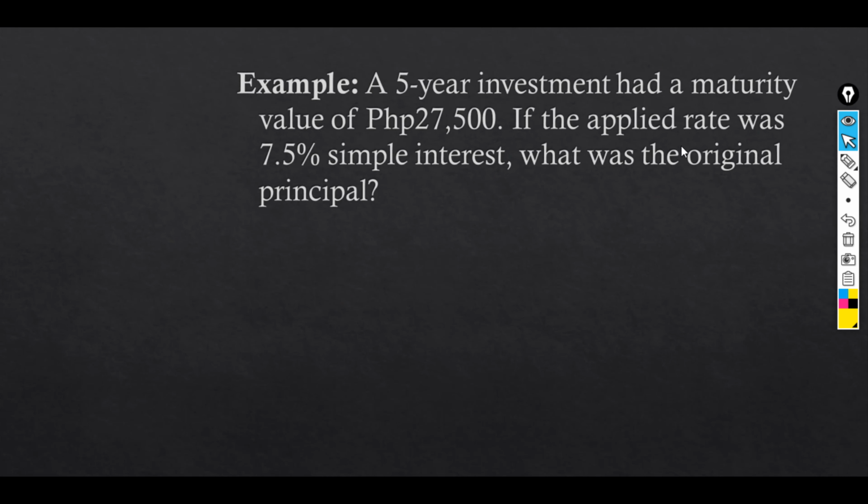Example. A 5-year investment had a maturity value of 27,500. So, maturity value, this one is F. If the applied rate was 7.5% simple interest, so R, what was the original principal? So, yung 5 years, this one is yung term. So, we're looking for the original principal P. Yan. So, ang given is F tapos R tapos T. Walang I.